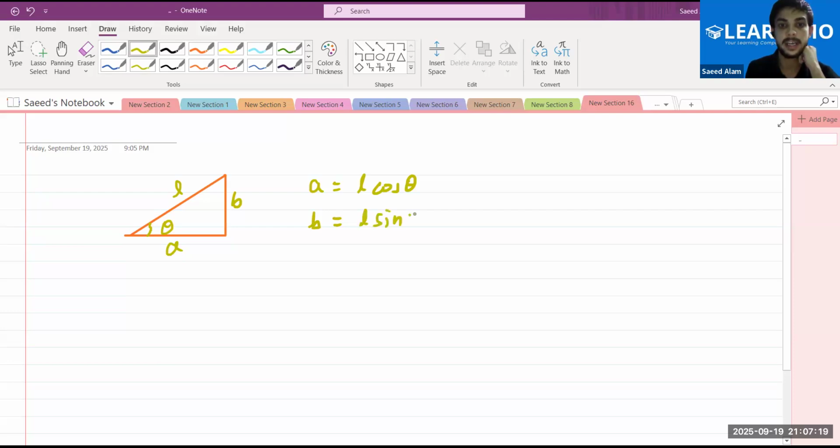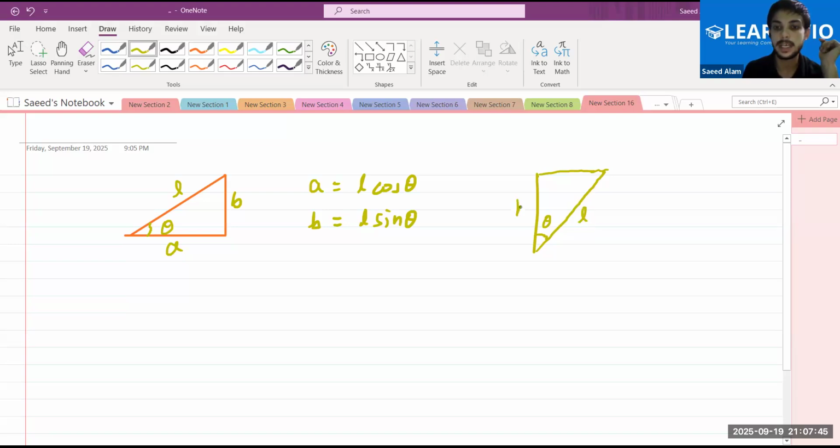L sin theta. Okay, and we can apply this in any orientation of the triangle. This is not the specific one. We can apply it anyhow. For example, let me draw this kind of triangle. Let's say this is the angle theta, the one theta that I had marked over here, and let's say this is L.